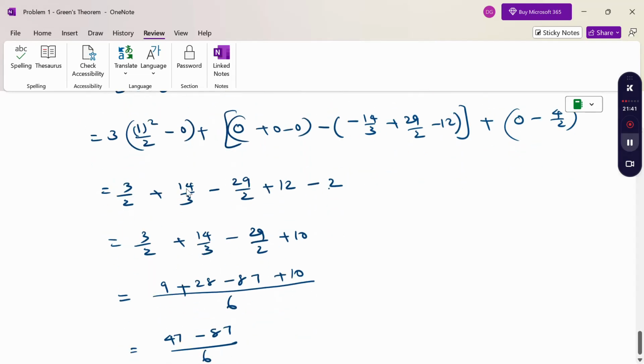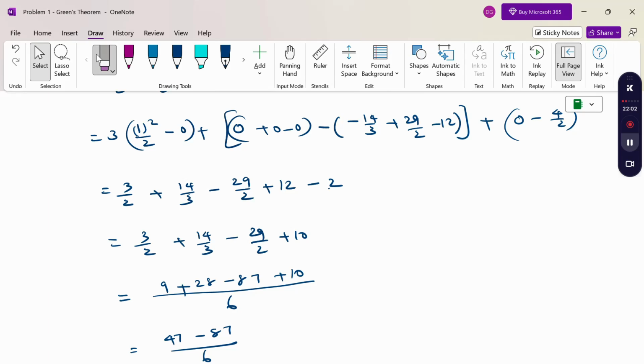Then this is 28 by 3, 29 into 3 is 87. Sorry, I missed multiplying the 10. Taking the LCM, 10 here, 6 multiplied, gives 60.